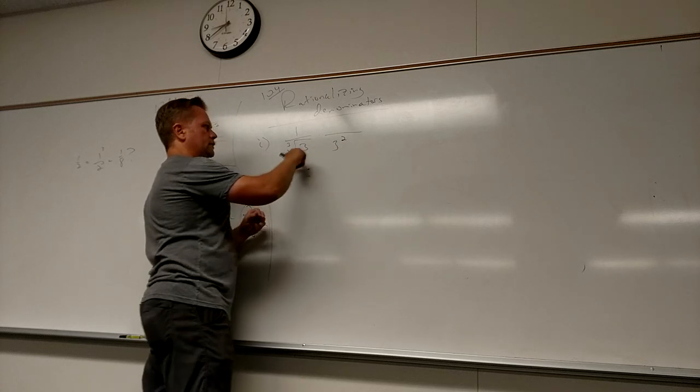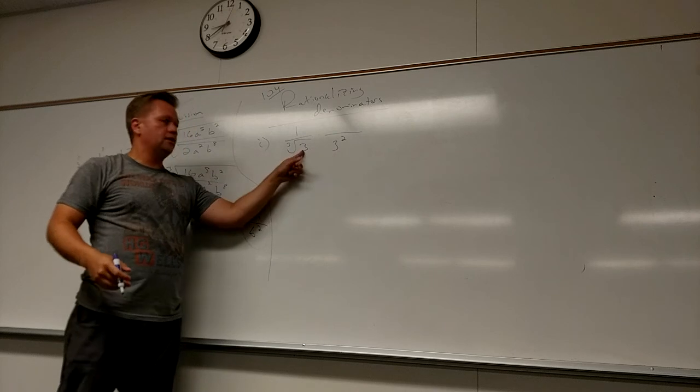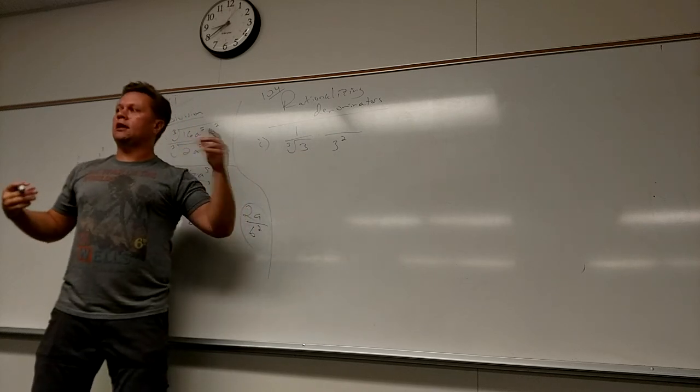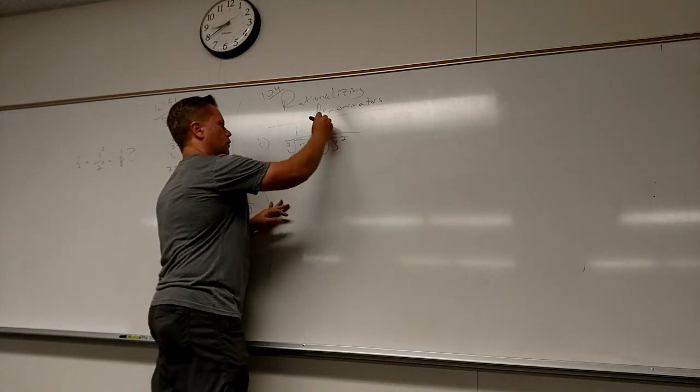So what I'm going to multiply by, I can't just multiply by 3 squared. Why can't I? Can I put these together? There's 2 more 3s, but will it ever be able to get in there? No, because it needs the same root. So I'm going to multiply by the cube root of 3 squared.